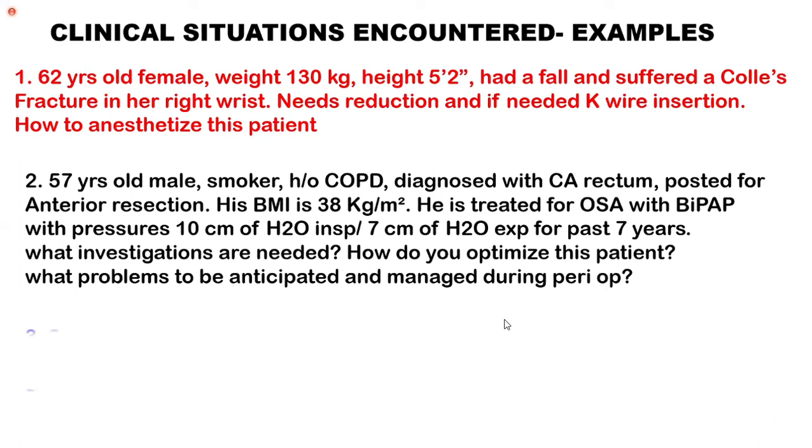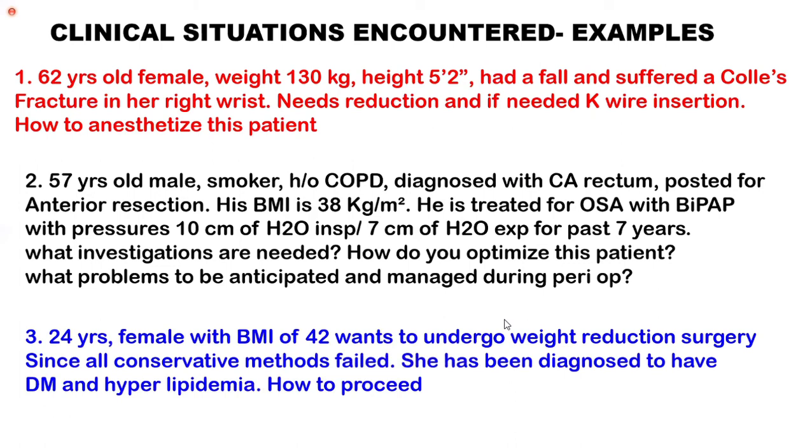Okay. And the last is 24 years female with a BMI of 42 wants to undergo weight reduction surgery since all conservative methods failed. She has been diagnosed to have diabetes and hyperlipidemia. How to proceed? So BMI is 42 is more than grade 3, isn't it? Grade 1, grade 2, grade 3, and mainly a bariatric procedure.